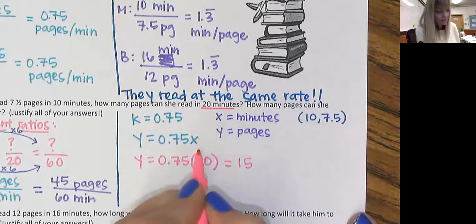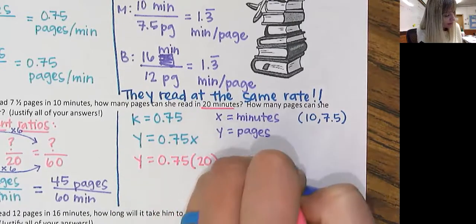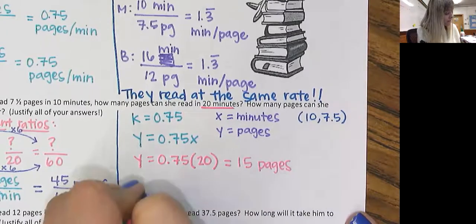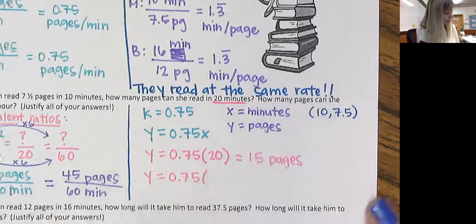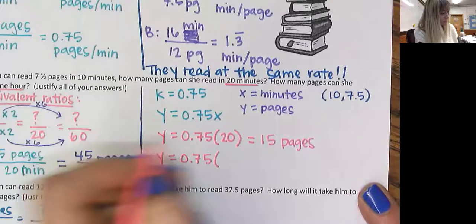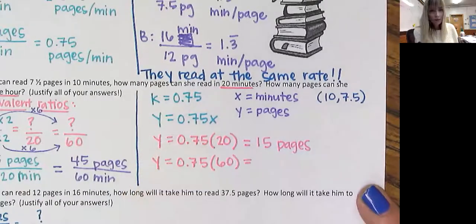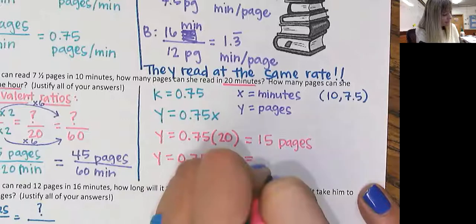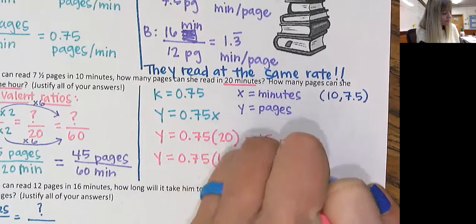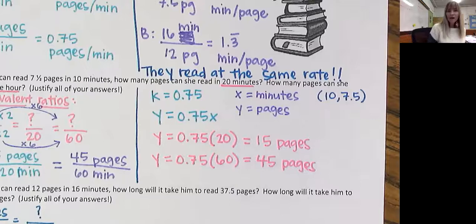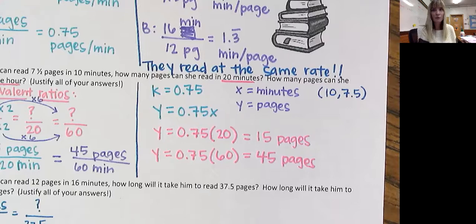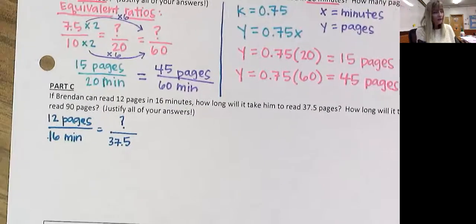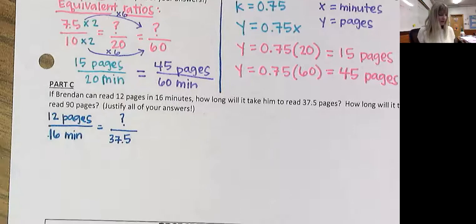I had x, the minutes, and I just found y, the pages. Here's the beautiful thing about the equation is I can plug in whatever I want. I can now plug in 1 hour or 60 minutes. Okay? And 0.75 times 60 is, of course, 45 pages. Having the equation is really, really helpful because then I don't have to worry about whether it works nicely with equivalent ratios. Everything will work. So on part C, his 12 pages to 0.75, I know he read at the same rate as Monica. So what if I immediately go like this?